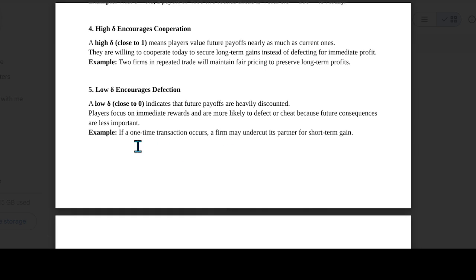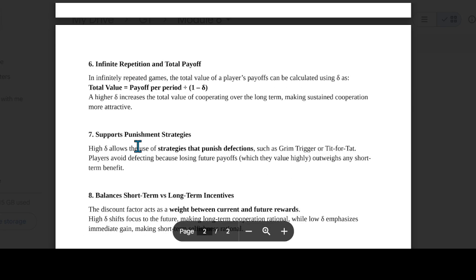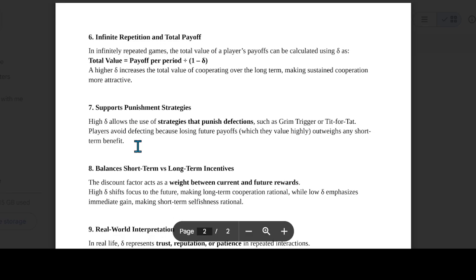ठीक है, so basically, that is how a low discount factor that is close to zero indicates future payoffs are heavily discounted. That is in technical terms if you write it. ठीक है, what's next? Infinite repetition and total payoff. So what does this mean?